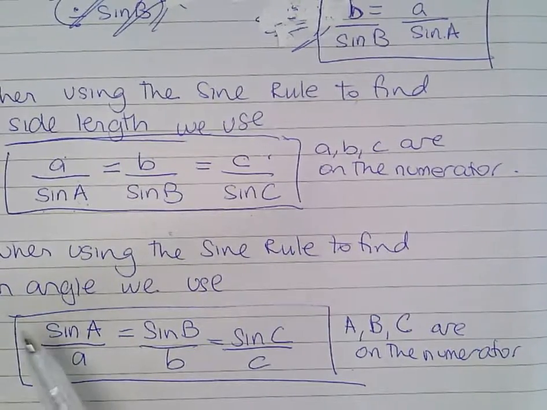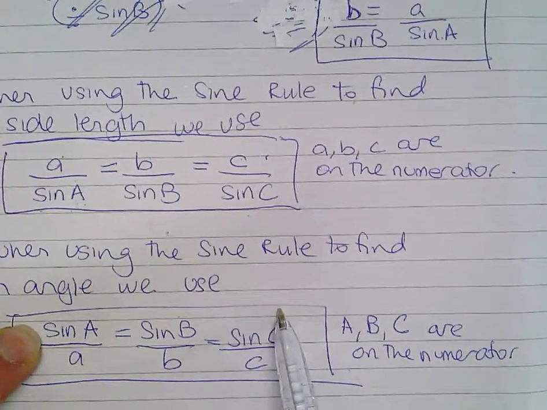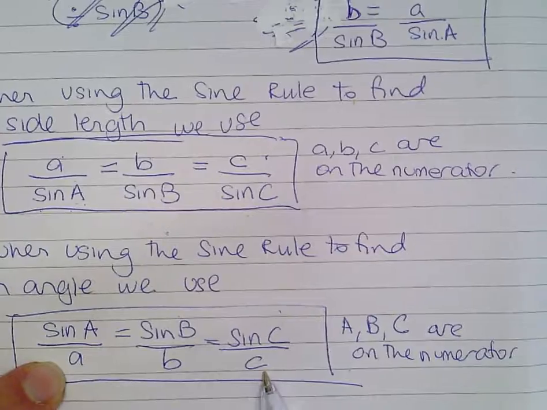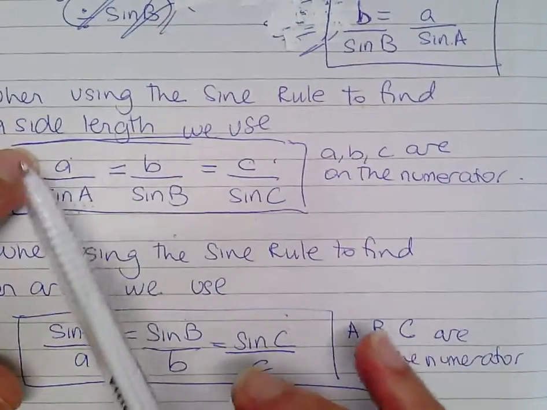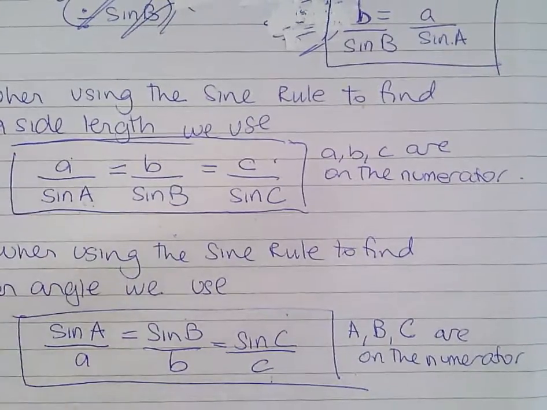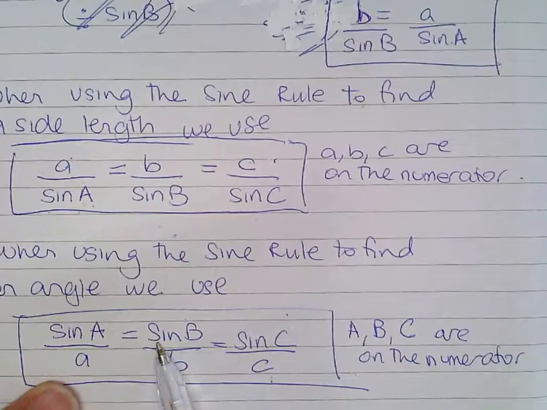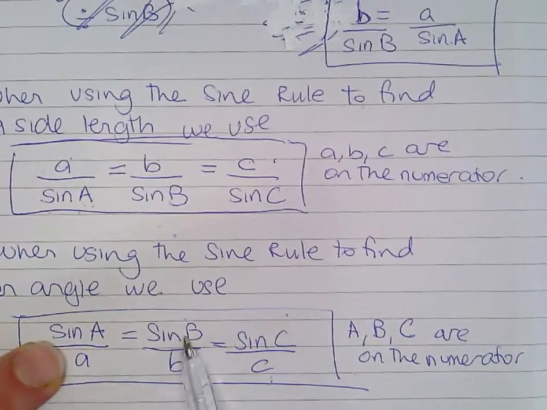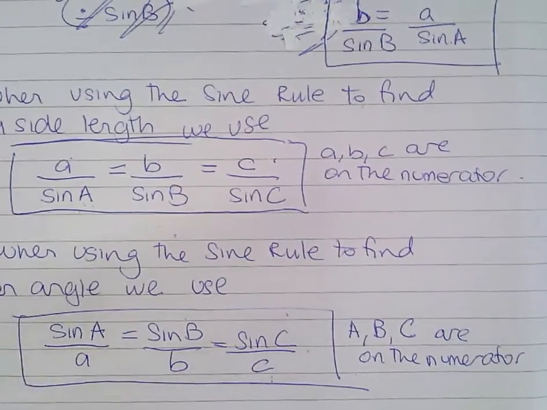So if you want to find the angle, if we're doing a question on finding an angle with the sine rule, you put the angles on top and the side lengths on the bottom. If you want to use the sine rule to find a side length, let's put the side lengths on top and the angles on the bottom. Again, with this one, you would only use 2 of these at a time. Either the first pair, or the first one with the last one, or the middle one with the last one.